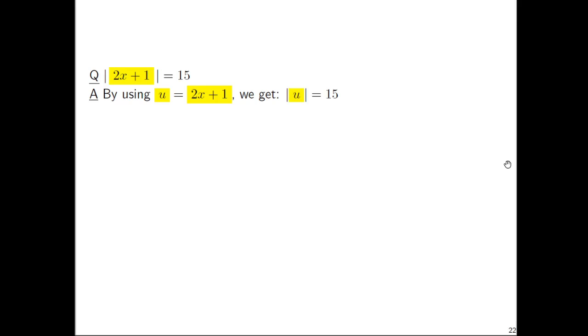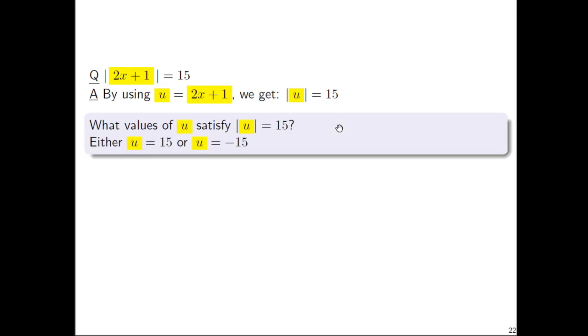Again, u doesn't have absolute values, right? U is equal to 2x plus 1, but then the equation in the beginning turns into absolute value of u is equal to 15. So then we answer what values of u satisfy absolute value of u equals 15, and it's either u, no absolute value, equals 15, or u, no absolute value, equals negative 15. So we report that. U equals 15 or u equals negative 15. No absolute value in that line. This is our way of processing what the absolute value does. So by processing it, we no longer write it.